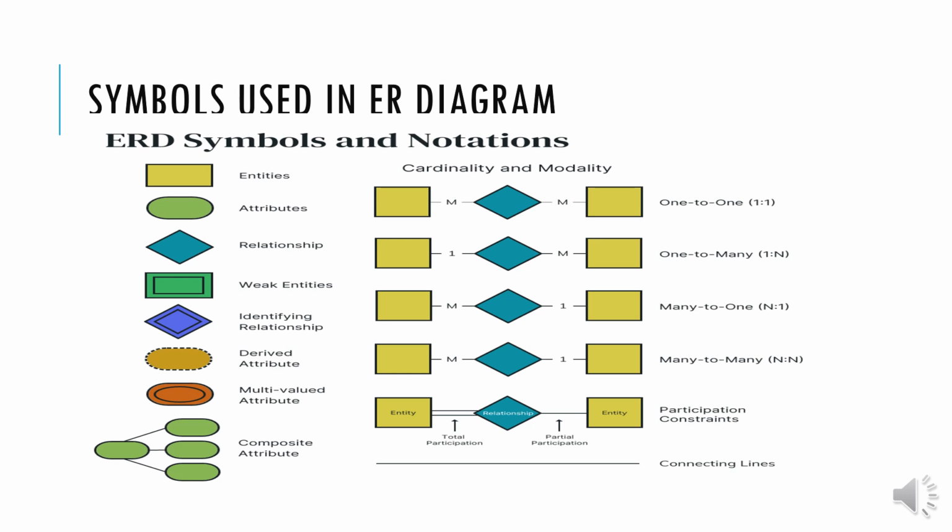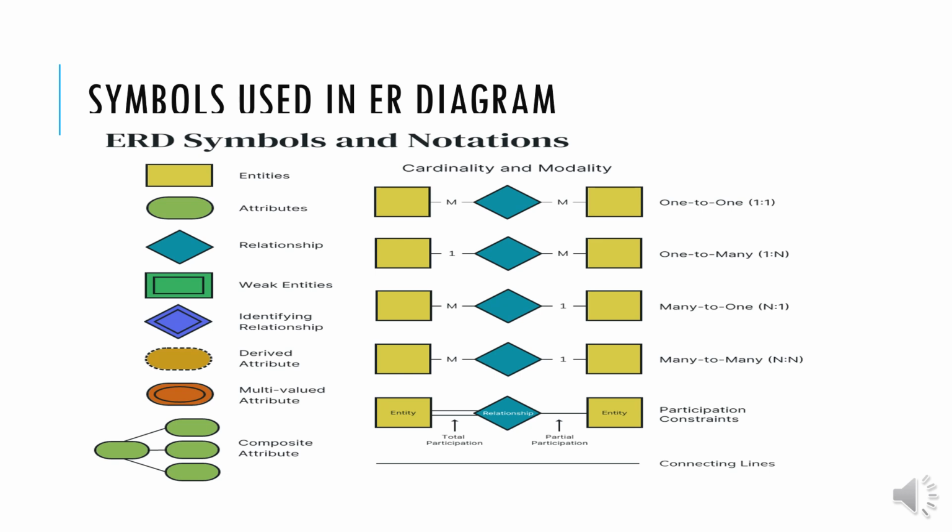These are the various symbols which we use in ER diagrams. These symbols and notations help us to make an ER diagram which we further use to communicate with the end users. Here we can see that entities can be shown with the help of a rectangular box. For showing attributes, we can use an ellipse. For describing the relationship between entities, we have a diamond box.